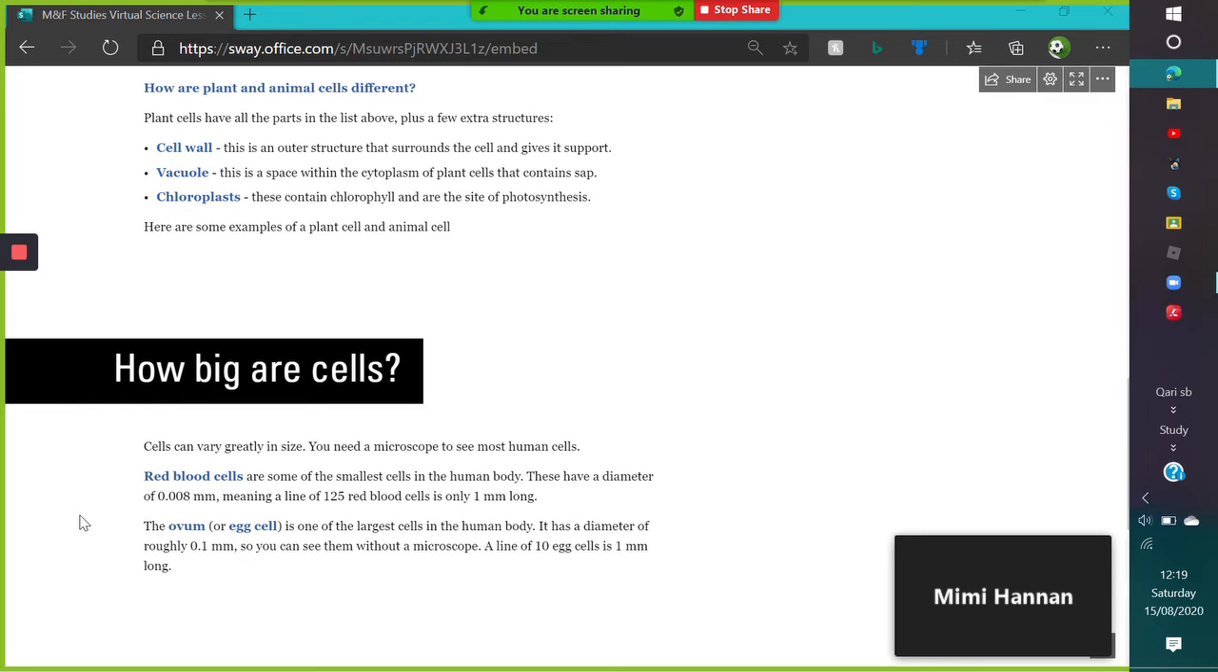The ovum, or egg cell, is one of the largest cells in the human body. It has a diameter of roughly 0.1 mm, so you can see them without a microscope. A line of 10 egg cells is 1 mm long.